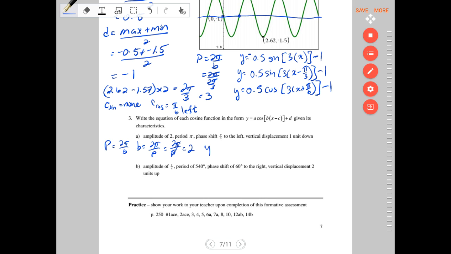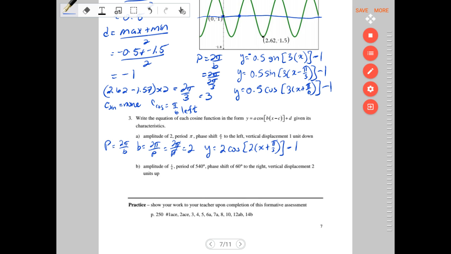So my equation would read y equals, my amplitude is 2, cos, b is 2, bracket, x minus c, so we have pi over 3 to the left, so that becomes x plus pi over 3, because minus minus becomes a positive, and plus d is minus 1 for going down 1.